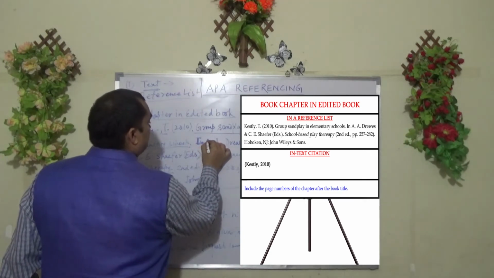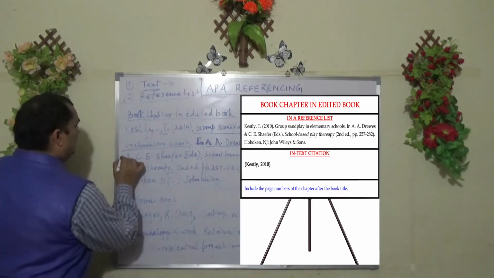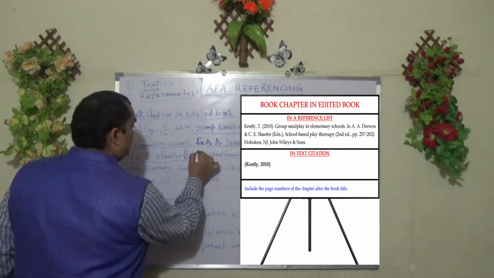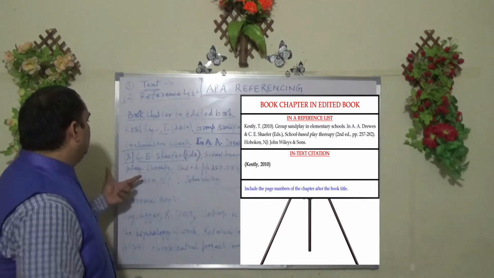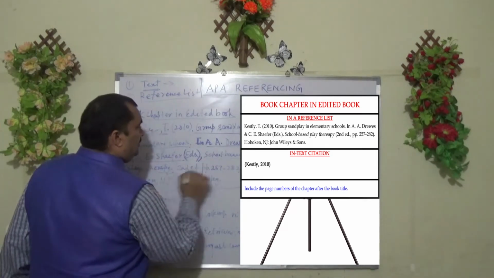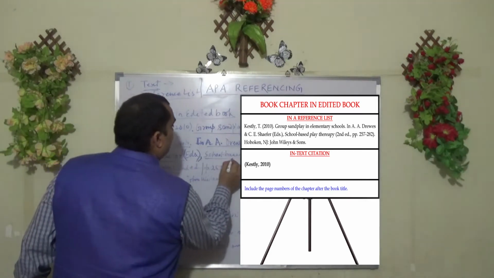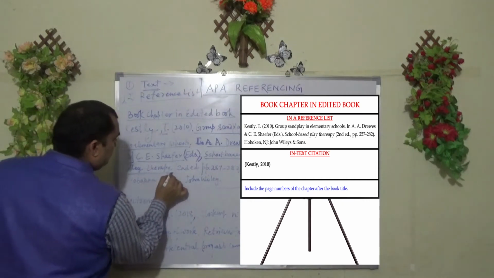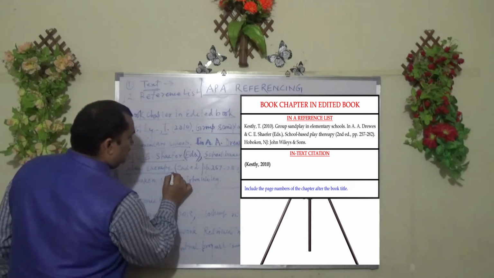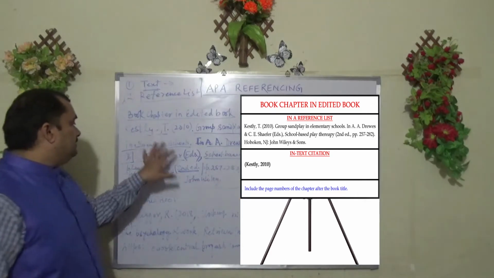We write In, the editors, A. Andrews, supported by the ampersand sign, and the second editor, and in bracket we write Eds dot, since there are two editors, then comma, School-Based Play Therapy. This is the title of the book in which this chapter is published, and we write it in italics. After that we put one dot, second edition, 2nd ed dot, then the page numbers in which this chapter has been published.